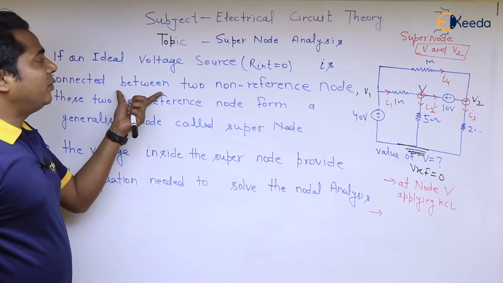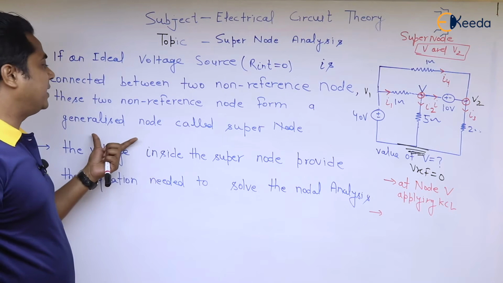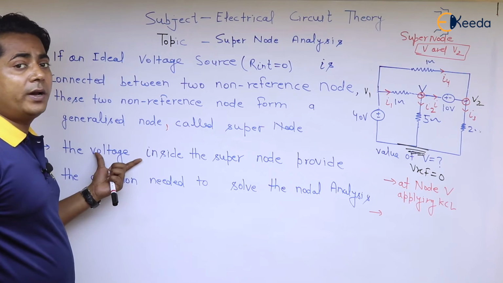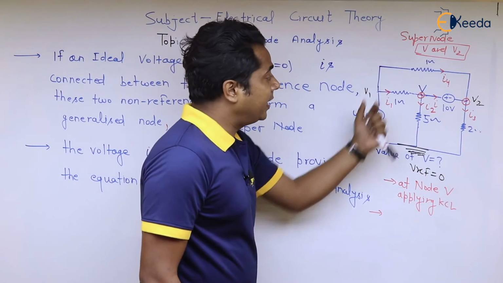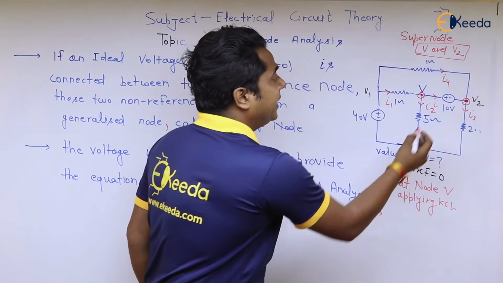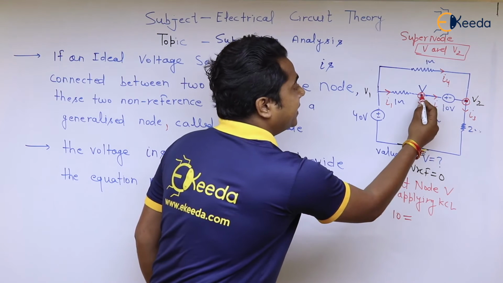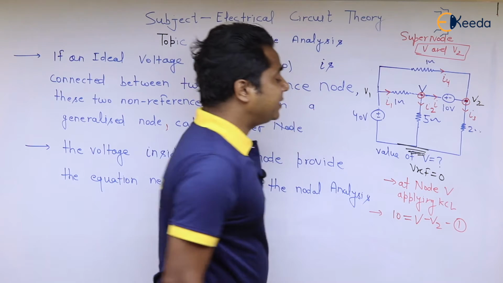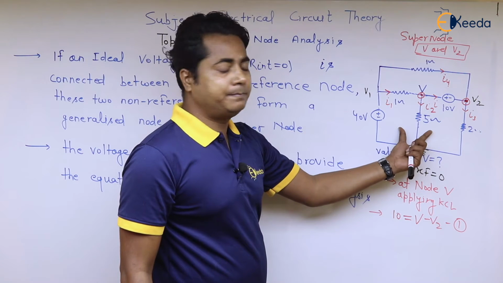If an ideal voltage source is connected between two non-reference nodes, these two non-reference nodes form a generalized node called a supernode. The voltage inside the supernode provides the necessary equation needed to solve this circuit. Like if we write the voltage here, then 10 is equal to V minus V2, where plus is connected to V. So this counts as one equation, and this equation will help to solve this circuit.